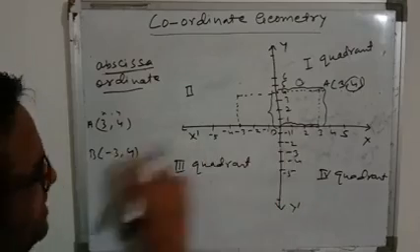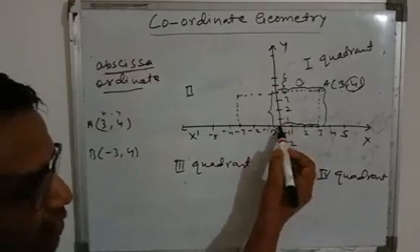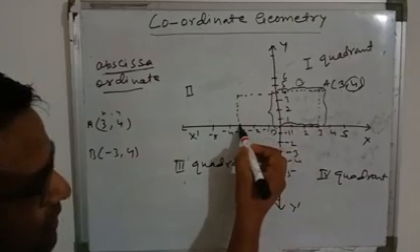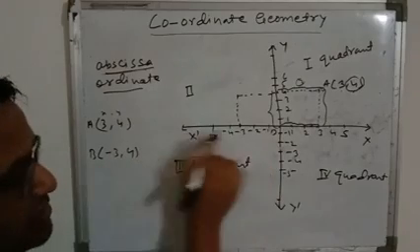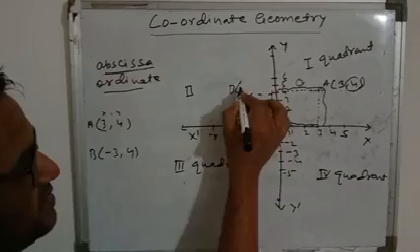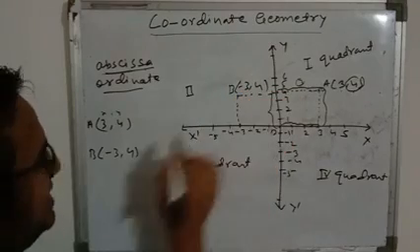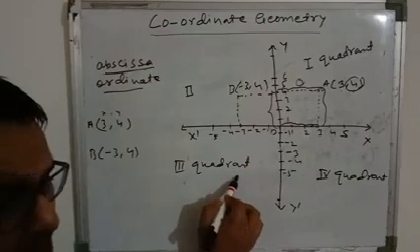X is -3. So the first value is the abscissa. From this origin starting point, 1, 2, 3, and 4 is the ordinate. It is plus, so it will go upward. 1, 2, 3, 4. So suppose this is point B, (-3, 4). In this way, if minus is there, then x is minus, y is minus, that will come down.